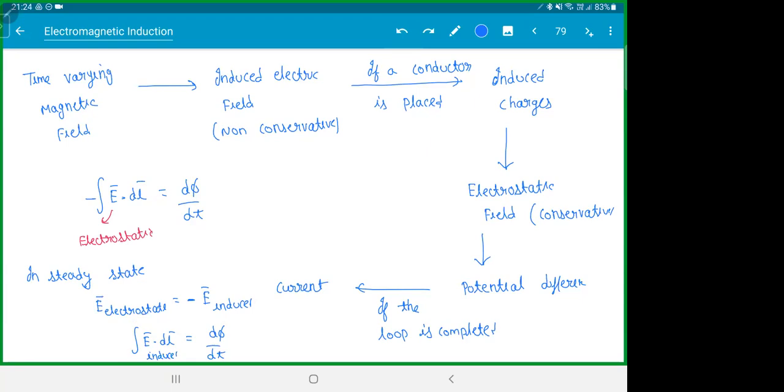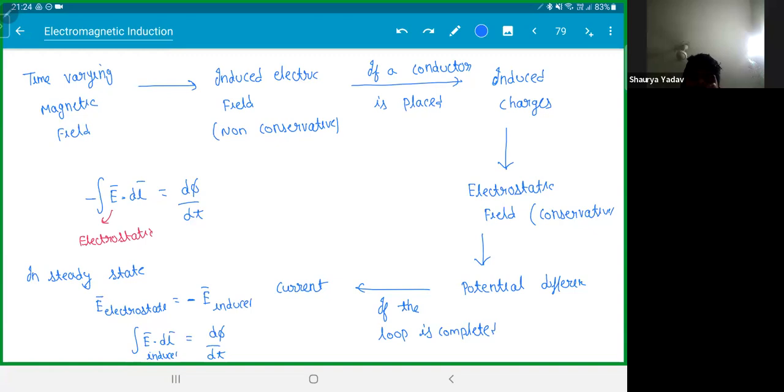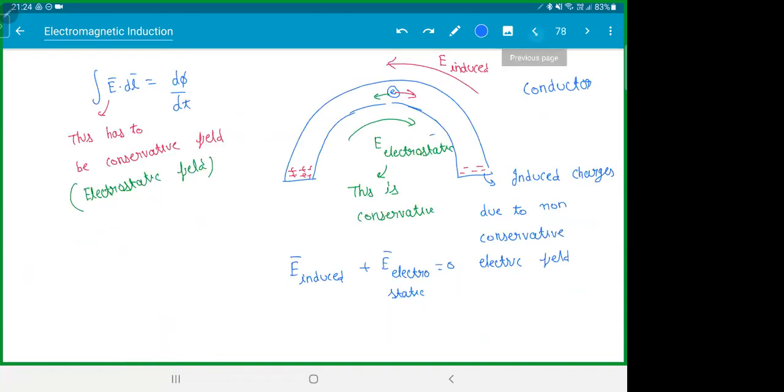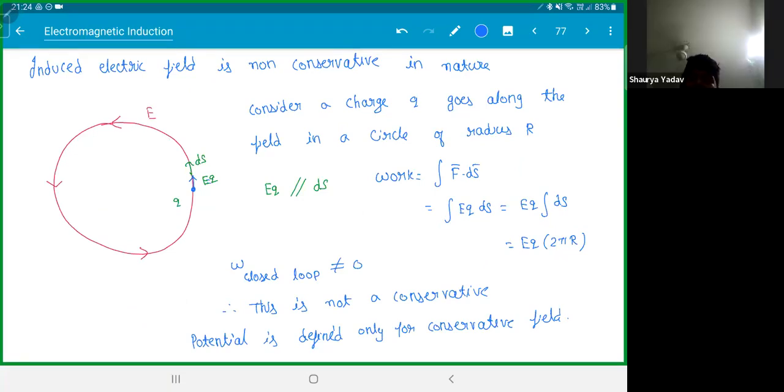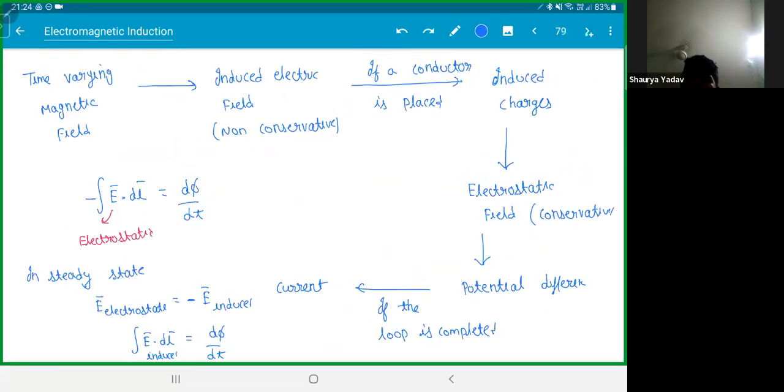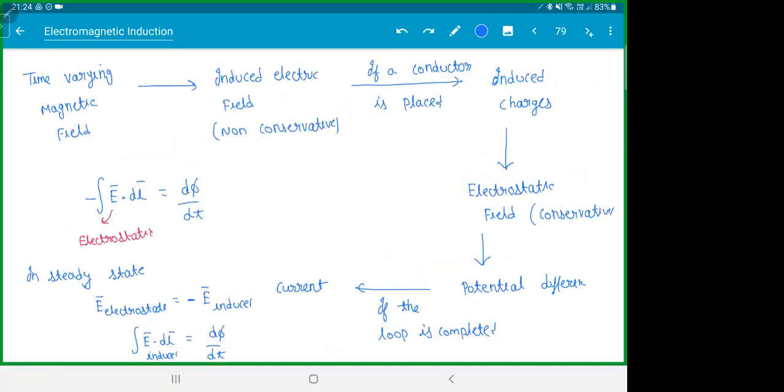Now look at the story here. Is the story completely clear, what is happening? So that's why it was not zero in the first case, no? Basically, if you take the work done by E induced, that will never be zero. It is a non-conservative field. The work done in a closed loop is zero for conservative fields. This is the complete story. That is actually what is happening.